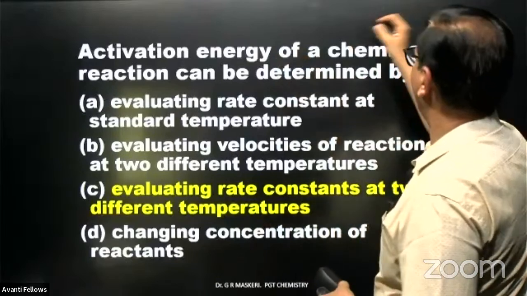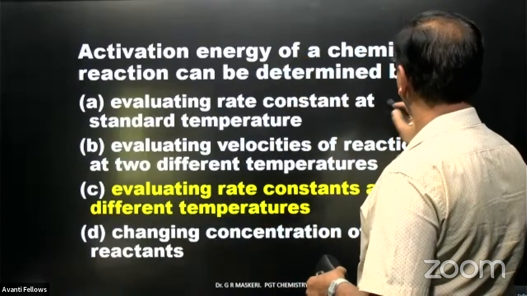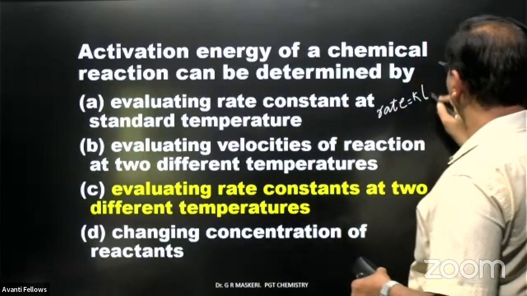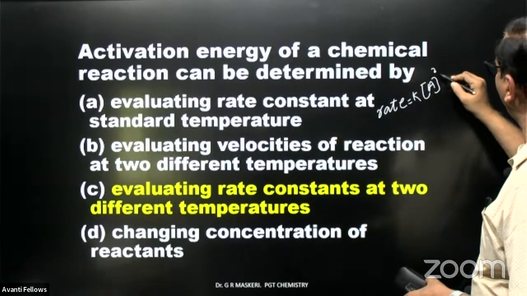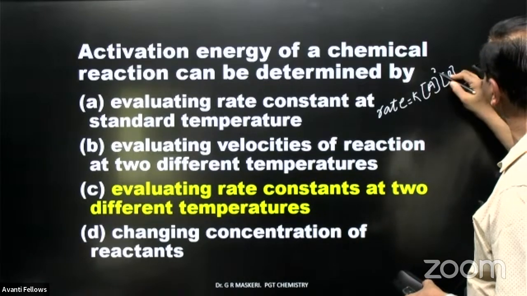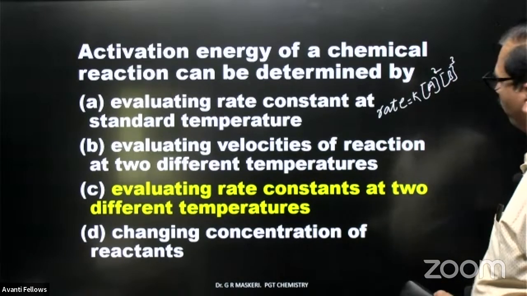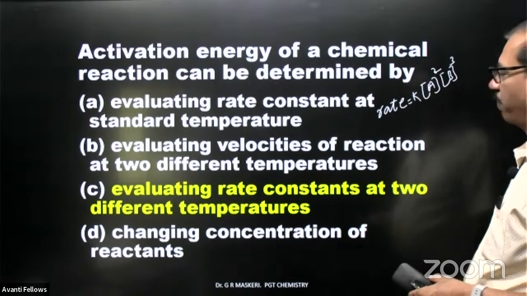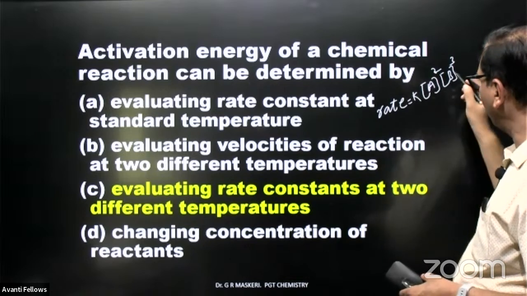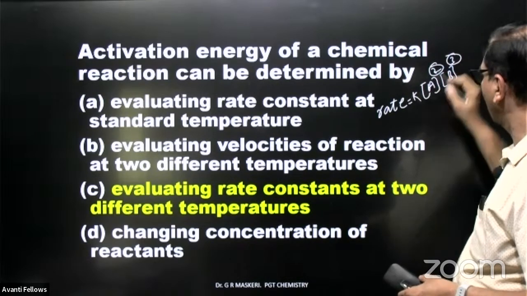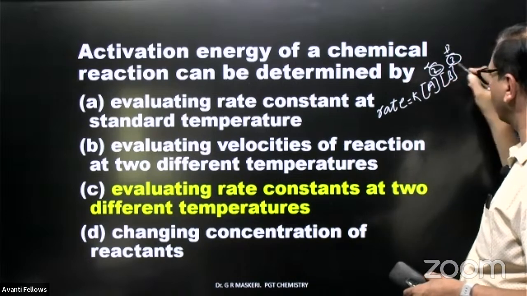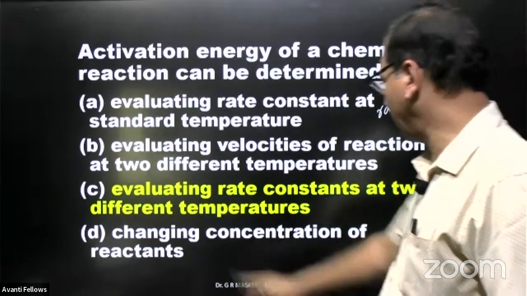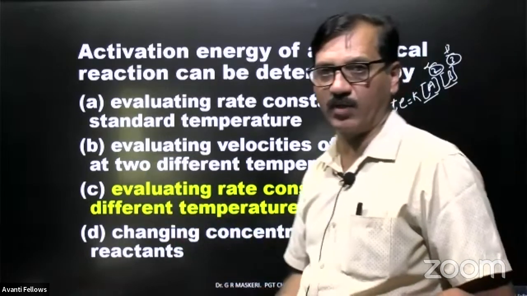So what I want to tell you is, say rate is equal to K into A to the power 2 and B to the power 3. By varying the concentration of A and B, we calculate these powers. If it is alpha and beta, this is determined by changing the concentration of reactants. We will find out that.